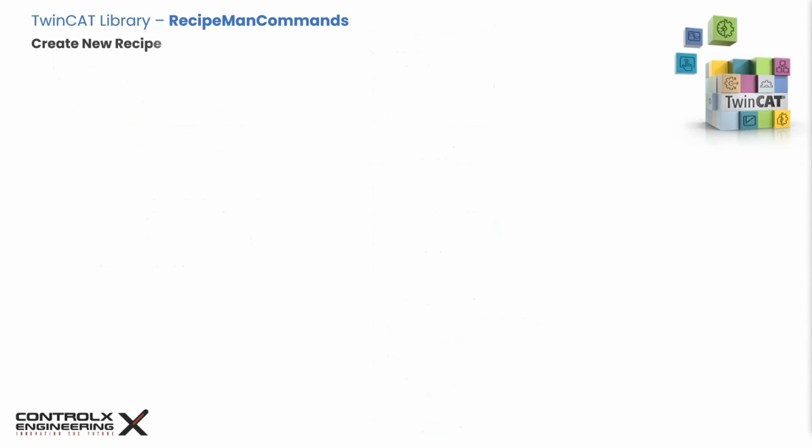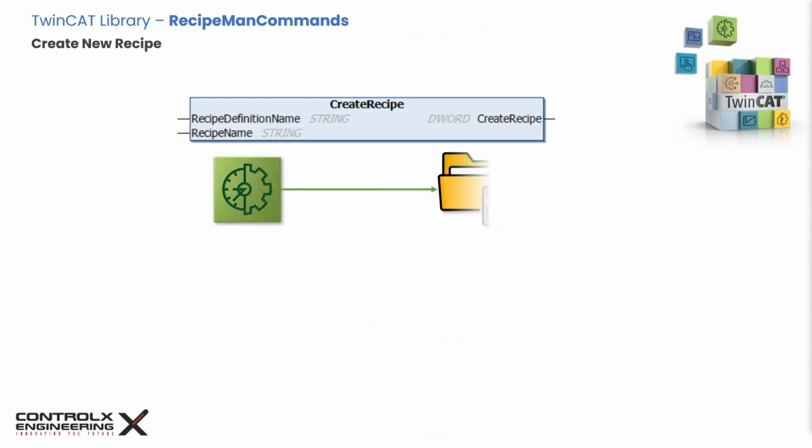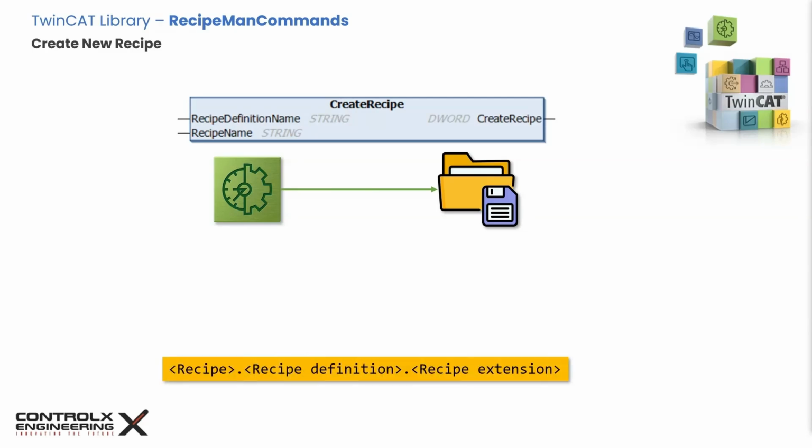The first method we'll be reviewing is the create method. This creates a new recipe in the specified recipe definition. It subsequently reads the current PLC values into the new recipe and saves it as a recipe file with a standard name. The standard name is of the format as shown, where the first part is the user defined name for the new recipe that the operator wants to save.